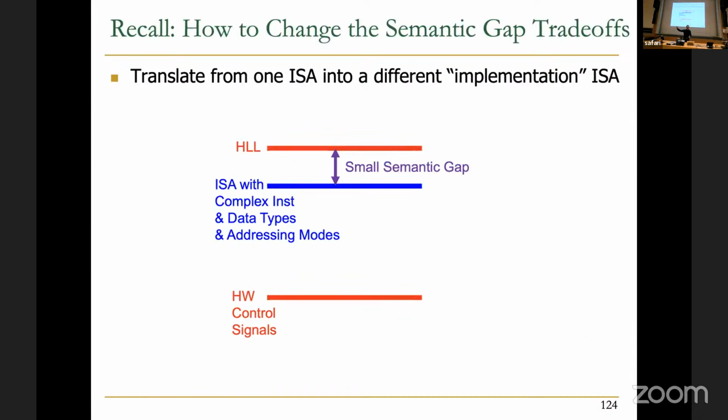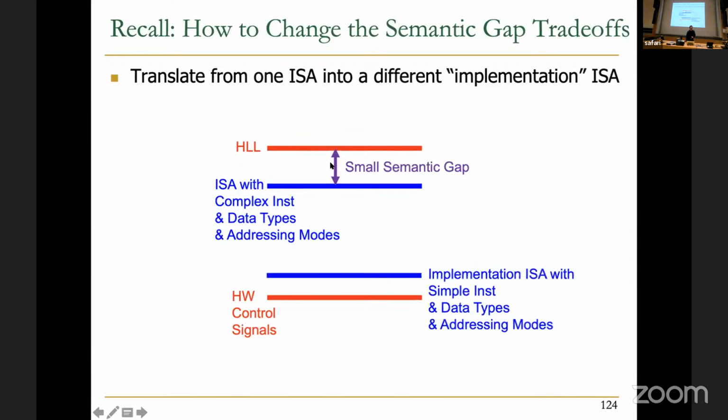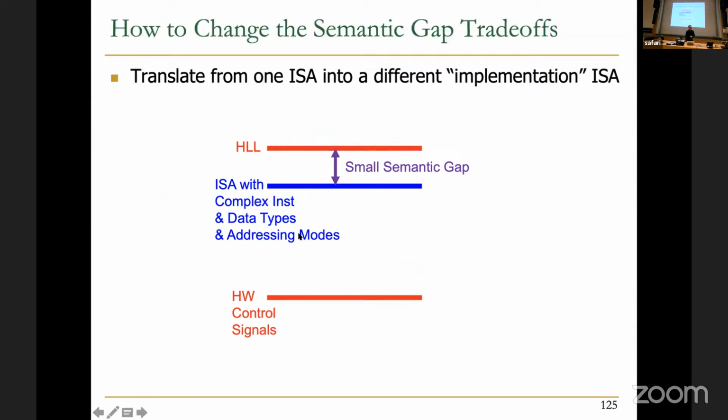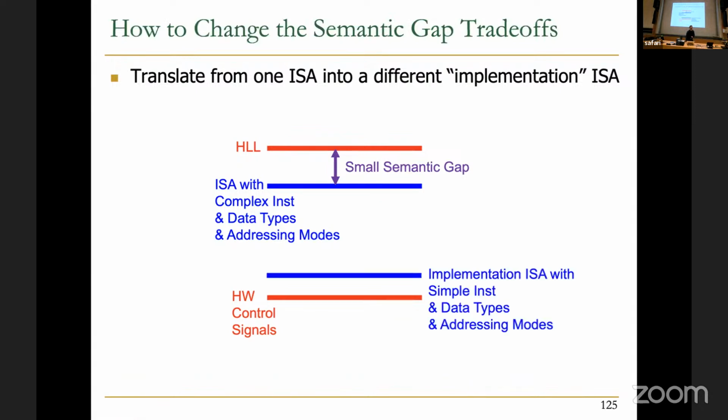So let's take a look at this picture that I showed you earlier. You have the high-level language at the top, hardware control signals. We said that, okay, ISA is here. There's a small semantic gap for a complex ISA. But you could have an implementation ISA with simple instruction and data types and addressing modes. We said that you could have a software or hardware translator between them. And we said that, for example, Apple in its M1 translates x64 to ARM v84 so that they can fix the trade-offs over here.